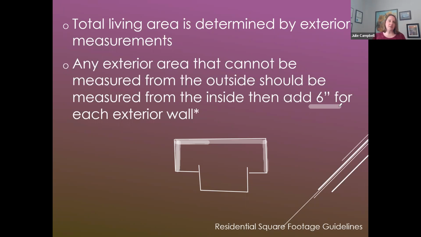The exception to this rule is if you're measuring a condo. A condo, you always measure inside and do not add 6 inches. Why am I not adding 6 inches for a condo? It's only the airspace. Condo owners only own air. They own from wall to wall. So we need to make sure that we do not include the thickness of the wall.